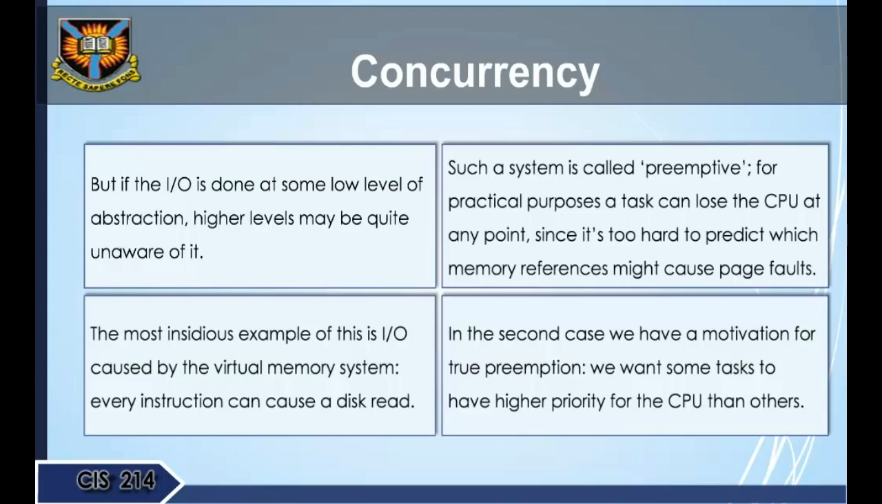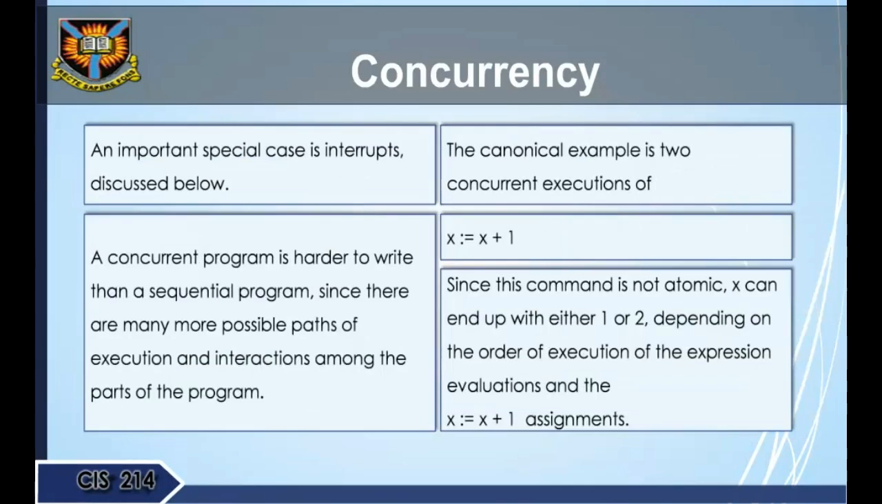In the second case, we have a motivation for true preemption. We want some tasks to have higher priority for the CPU than others. An important special case is the interrupt, discussed below.